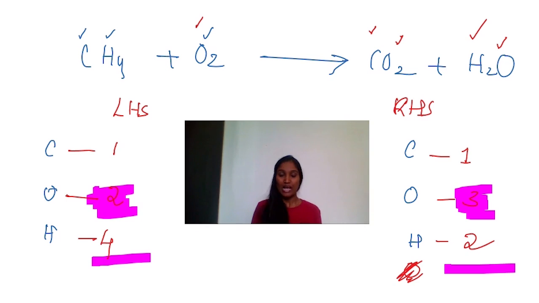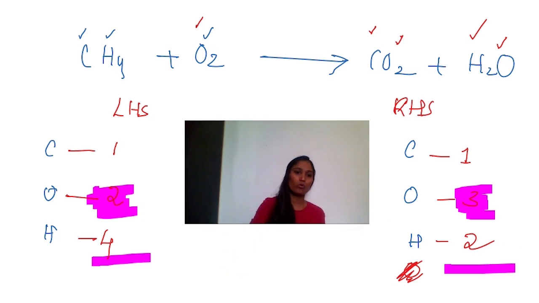A balanced equation has an equal number of atoms on both sides. All the atoms should be equal, not just 1 or 2. So what is this now? This is an unbalanced equation. This is a skeletal equation. Fine, we identified a skeletal equation. So what should we do now?